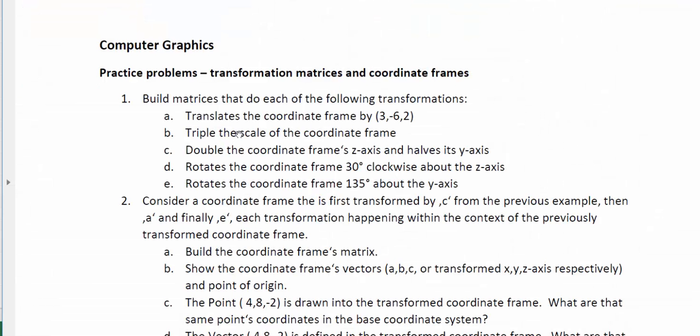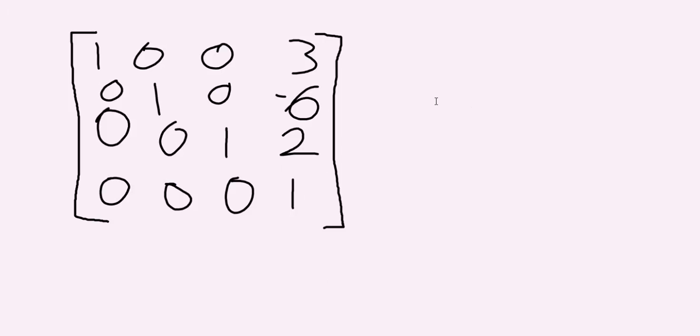So B, triple the scale of the coordinate frame. We're going to triple the entire scale, triple the length of all the coordinate frame's vectors. That should look like this. We have a matrix here, and we're not going to change its point of origin, which means that this column is the same. The other 3 columns are all vectors, so there's a 0 here, and then we're going to triple it.